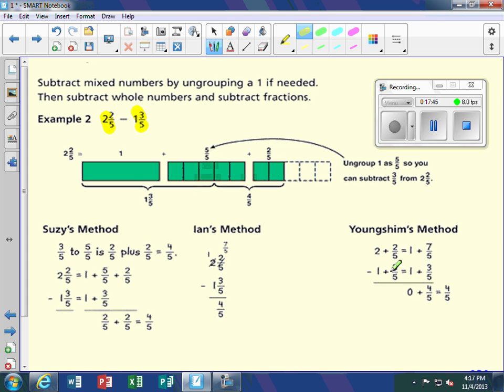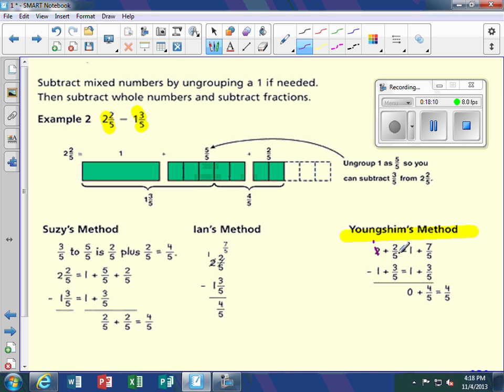I prefer to set it up this way, but you can look at both ways. Ungroup is what it's saying. So you have 2 2/5 and 1 3/5. Now, what you have to do here, because you can't subtract 3 from 2, is borrow. But when they borrow, they're borrowing a whole. So when you borrow from the 2, you actually make it 1.